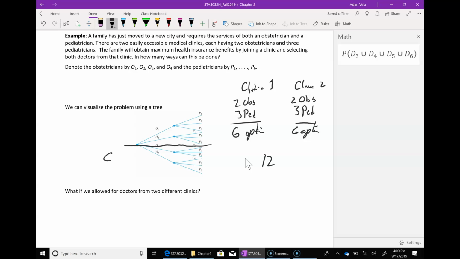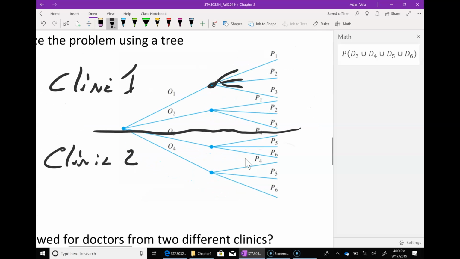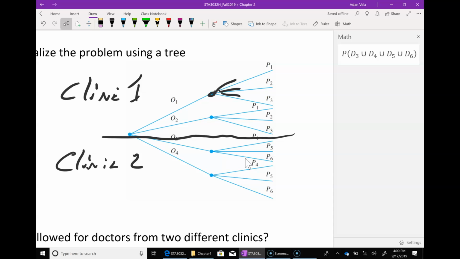Basically what you're doing, this bottom tree is for one clinic, so clinic 2, and this top one is for clinic 1. And so obstetricians 1 and 2 are at clinic 1, and after you pick your obstetrician, you then pick your pediatrician, right? So obstetrician 1 is an option. From there, you can branch off and pick one of 3 pediatricians, okay? So people like developing these kind of trees.